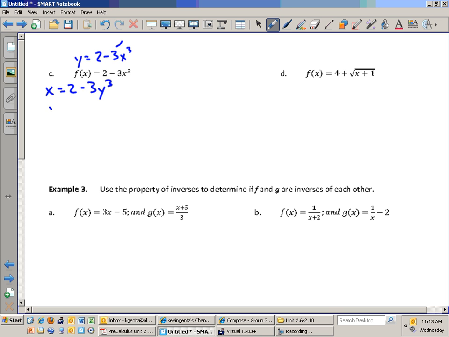Minus the 2. X minus 2 equals negative 3y to the third. Now what? Divide by negative 3. Y to the third is equal to x minus 2 over negative 3. Now what? Cube root.